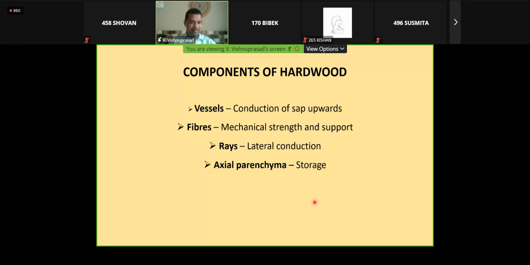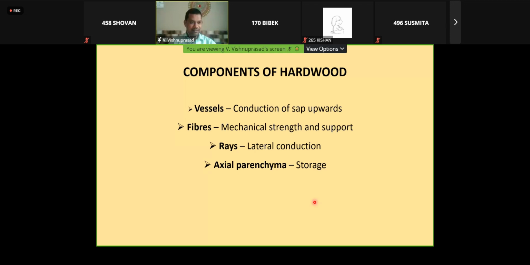In a TLS, you will be able to see the conducting pathway. Then you can see the different ray parenchyma cells followed by thick walled fibers. Tracheids are also intermingled along with the fibers, but they are very few in number in a hardwood. Okay, so one look at the section and you can make out, yes, it's a TLS.